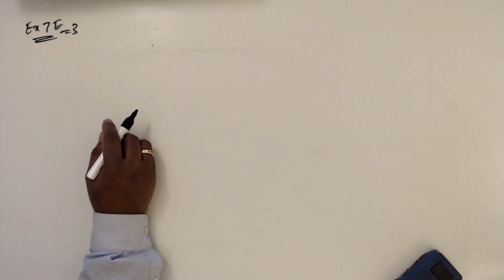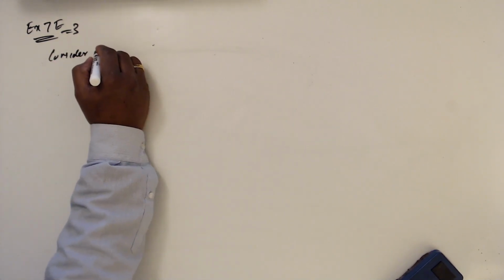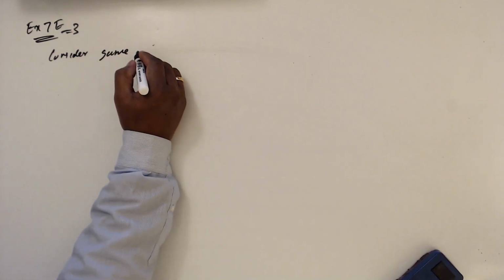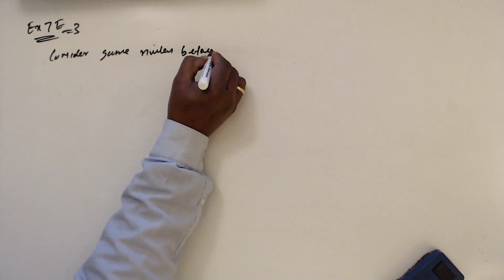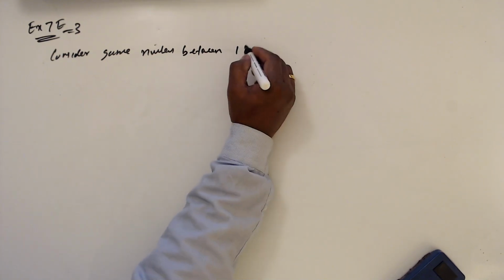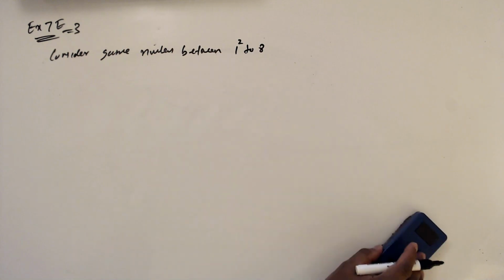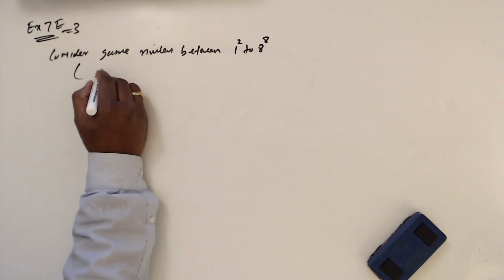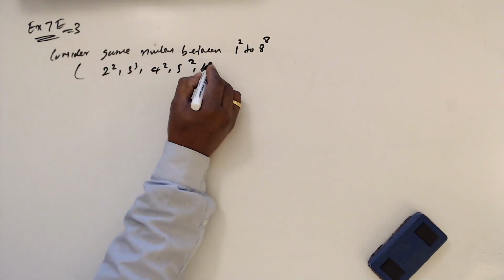Question number 3, we want to show that the sum of 2 consecutive square numbers between 1 square and 8 square is an odd number. Consider square numbers between 1 square to 8 square: 2 square, 3 square, 4 square, 5 square, 6 square, 7 square.